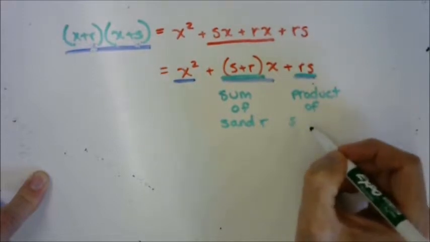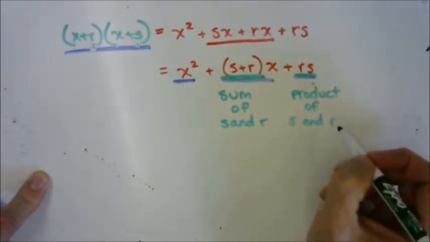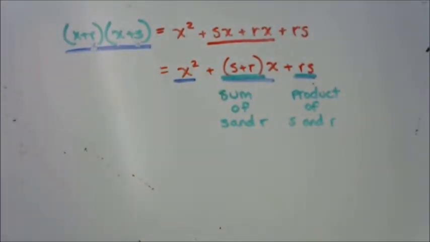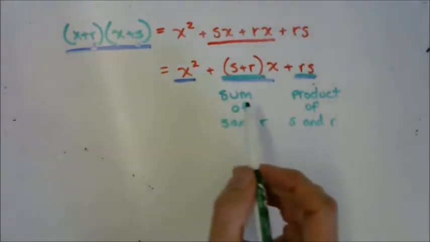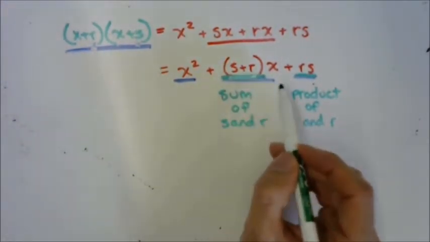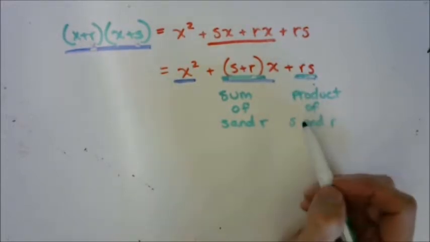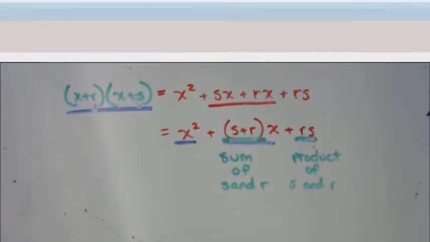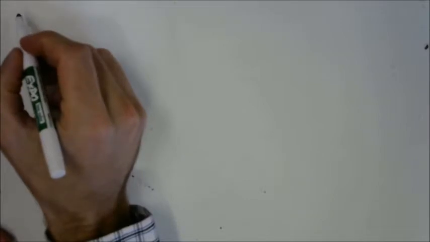of s and r. That's a connection that we're going to be making as we learn to expand and as we learn to factor. So we're going to head off to example 1, and we're going to use this strategy, which is actually called sum and product. We're going to find the sum of the middle terms and our product to get our last term. Let's see how it works.